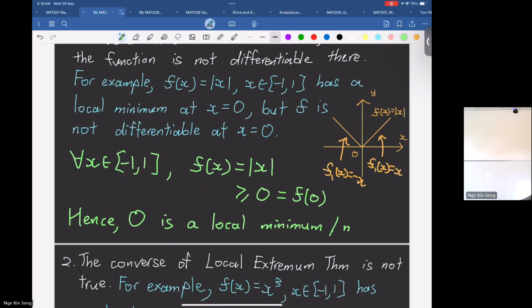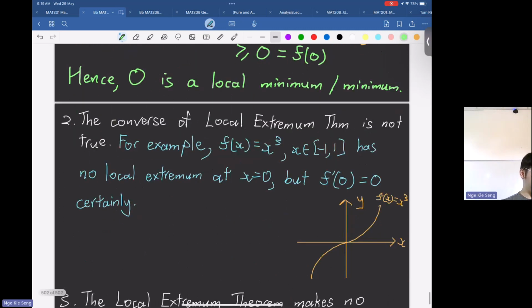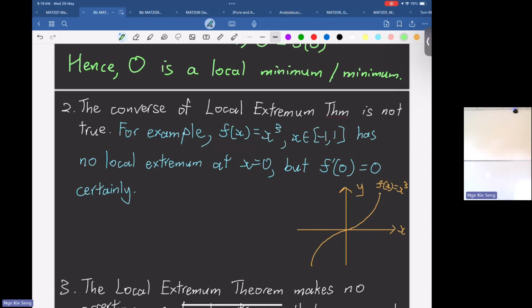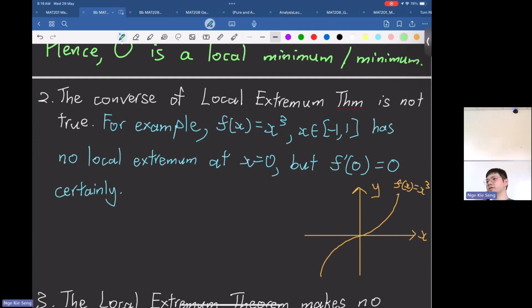So even if your function is not differentiable, you might be able to find a local maximum. But the converse of the local extremum theorem is not true. So what does the converse say? If the first derivative is 0, then f has to be differentiable there, and a local extremum has to happen at that point.